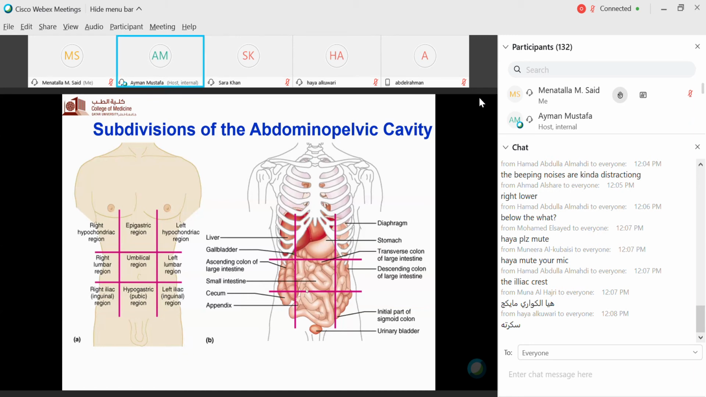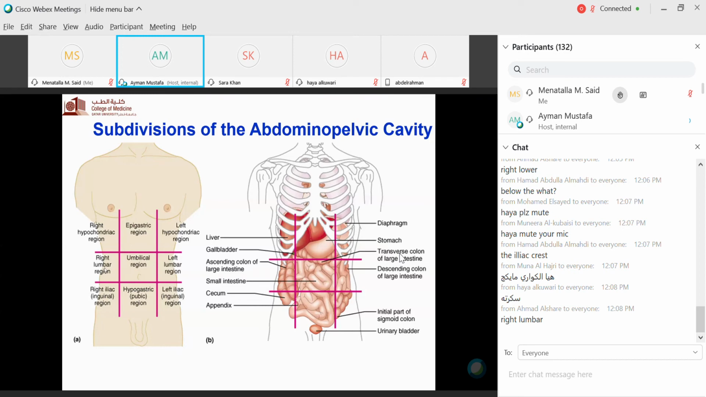So let's go through here. The urinary bladder is where? It's in the hypogastric region. Notice that the bulk, the main part of the stomach, is where? It's in the epigastric region. This is the ascending colon. Where is it located? It's in the right lumbar region. Okay?